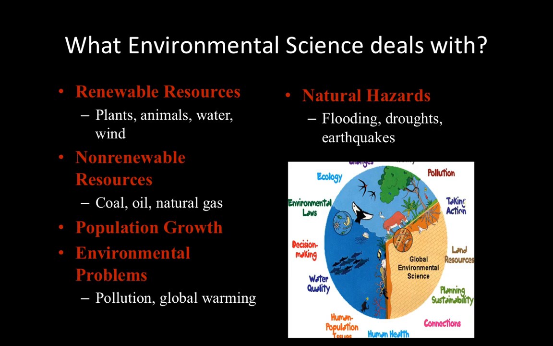Some of the things that we're going to deal with, we're going to talk about different resources that are available on Earth. So we know we have two different types of resources: renewable, things that we can get more of, and non-renewable, things that once they run out, they're going to be pretty much gone. We're also going to talk about human population growth and how it affects the availability of those resources, as well as some environmental problems that we are having here on Earth, such as pollution and global warming. And then we're going to look at some natural hazards that affect humans and also our planet, such as flooding, droughts, and earthquakes. So that's going to be it for the first part of Unit 1.